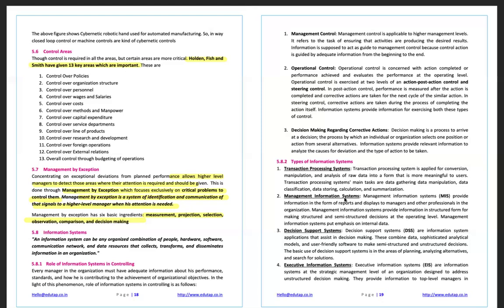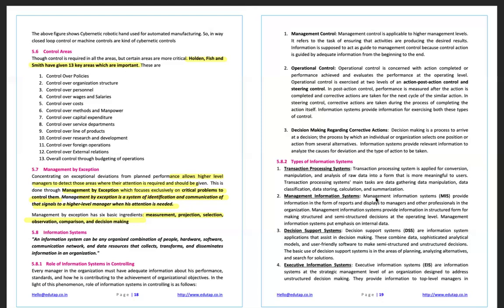Transaction processing systems main tasks are data gathering, data manipulation, data classification, data storing, calculation, and summarization. A management information system, MIS, provides information in the form of reports and displays to managers and other professionals in the organization. Management information systems provide information in structured form for making structured and semi-structured decisions at the operating level. Management information system puts emphasis on internal data.